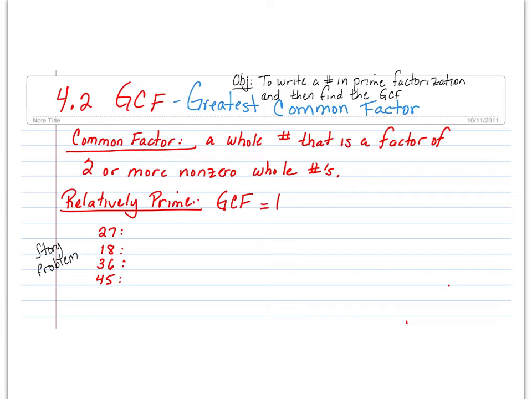Right, so we're talking about greatest common factor today. A common factor is a whole number that is a factor of two or more non-zero numbers. Remember our divisibility test the other day? If I had numbers like 4, 6, and 8, what do they all share?